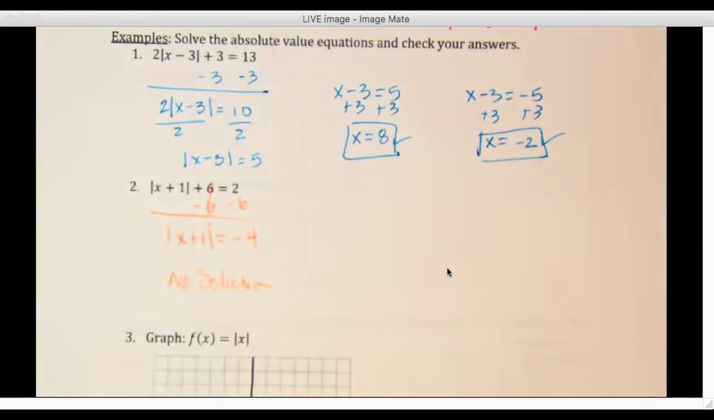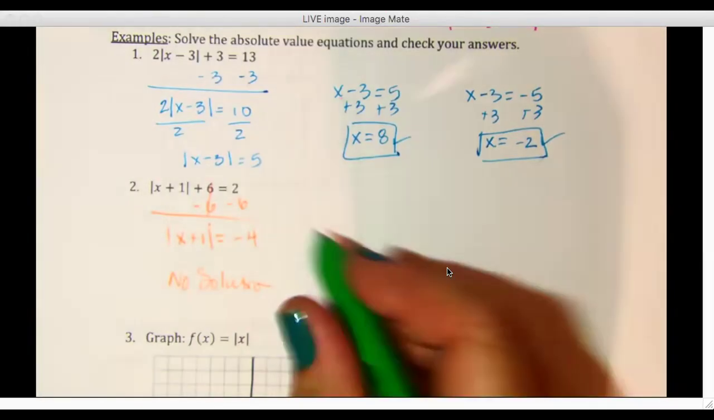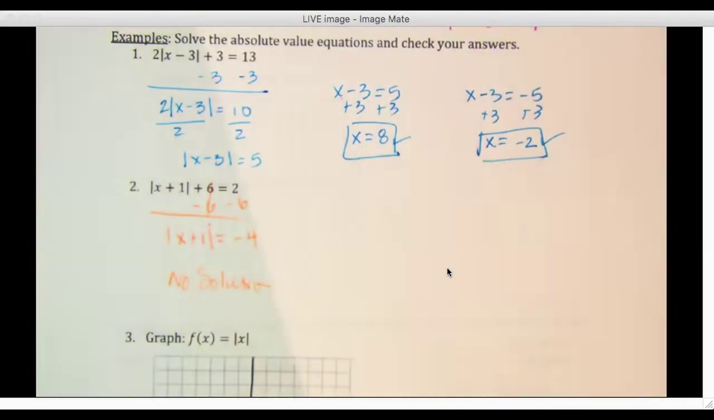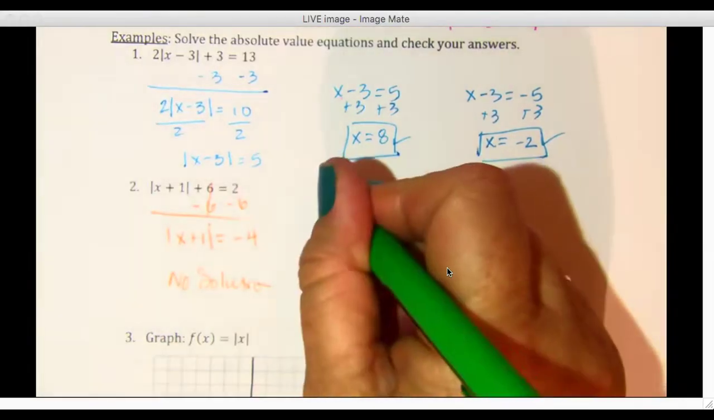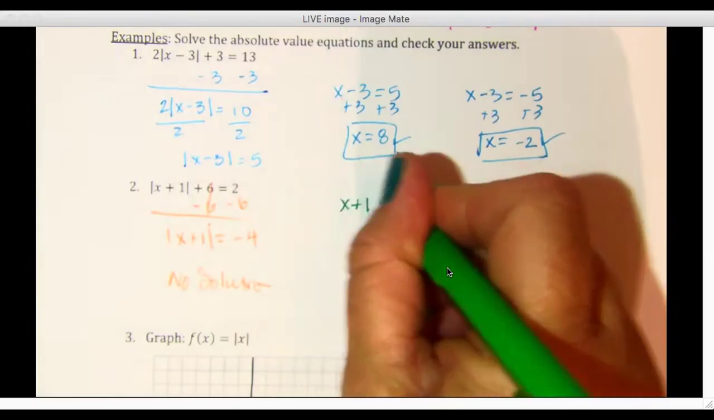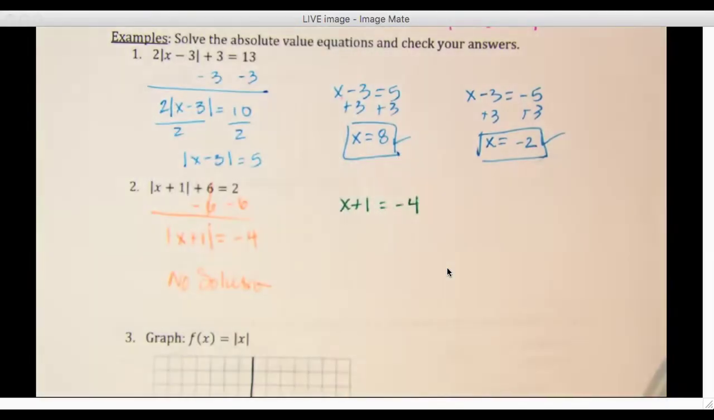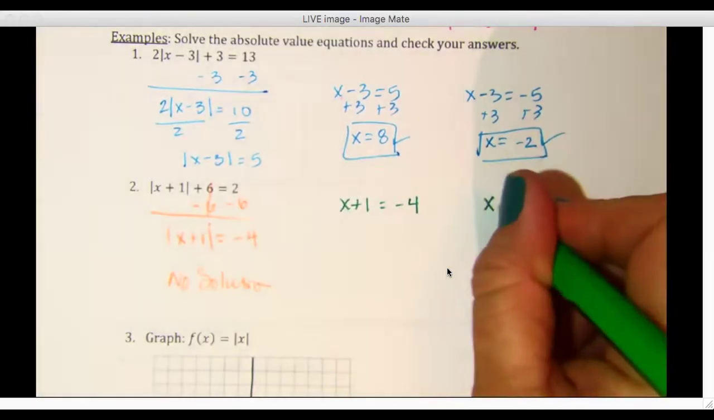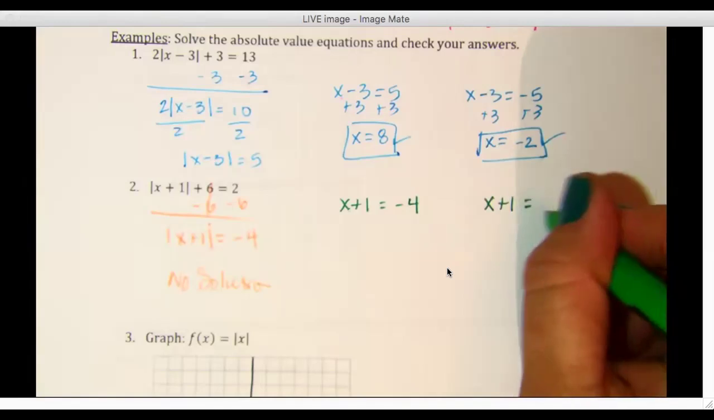There's nothing that I could plug in. However, let's say you just didn't notice it. You're just kind of on autopilot, not really thinking through it. And you said, okay, well, let me go ahead and write my two equations. I have x plus 1 is equal to -4, just removing the absolute value. And then x plus 1 is equal to multiplying by -1 on this side, +4.